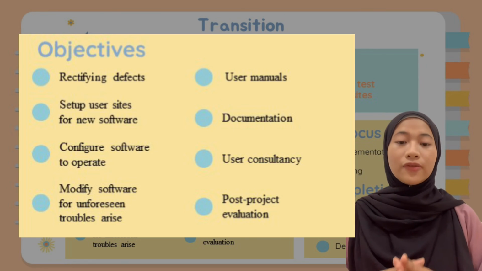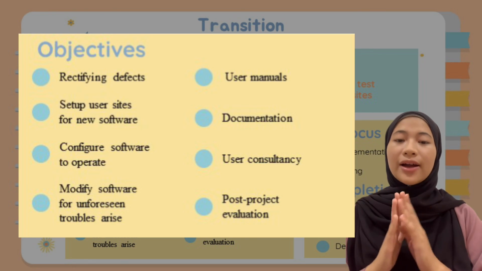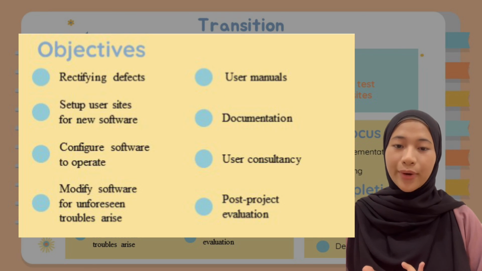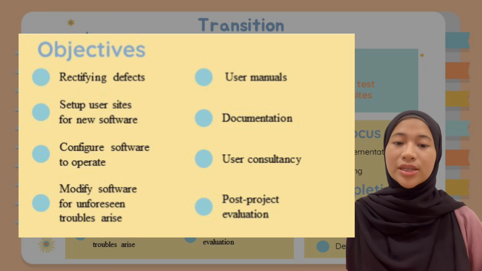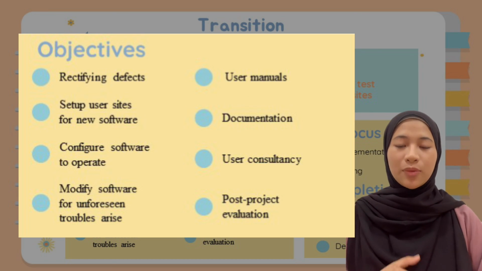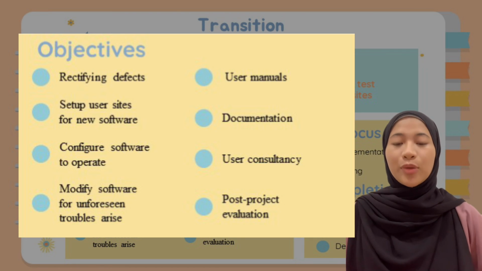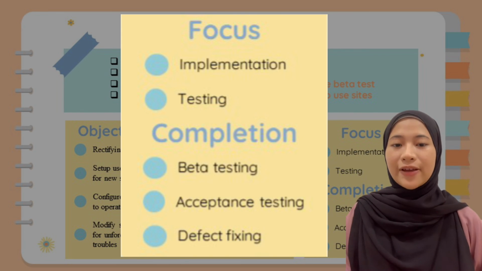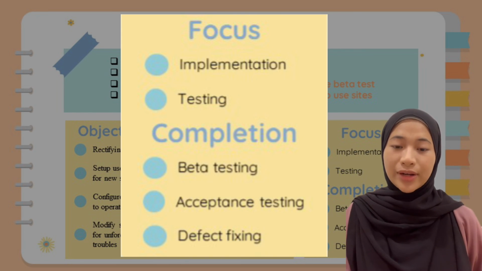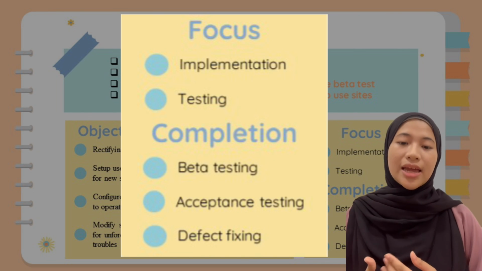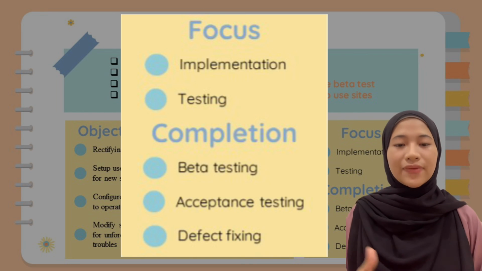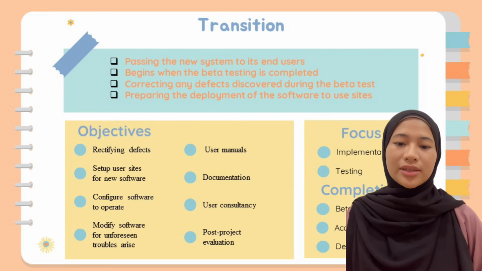The objectives of this phase can be explained as rectifying defects, setting up user sites for the new software, configuring software to operate, modifying software for unforeseen troubles that arise, user manuals, documentation, user consultancy, and post-project evaluation. Beta testing, acceptance testing, and defect fixing are completed at this point. The final product is released and accepted into the user community based on the condition of certification for the milestones. That's all for transition phase, and thank you.